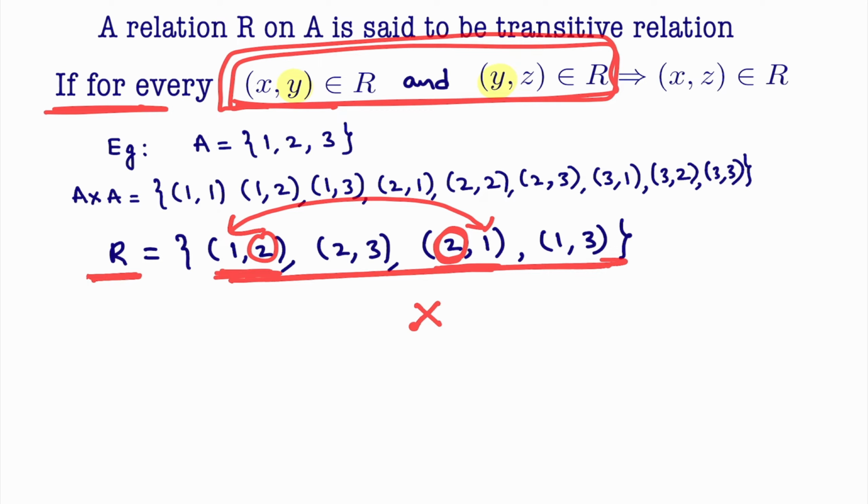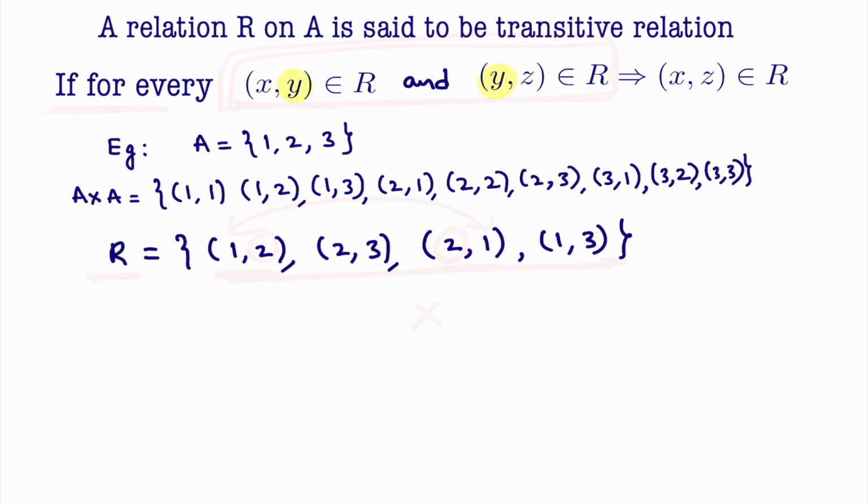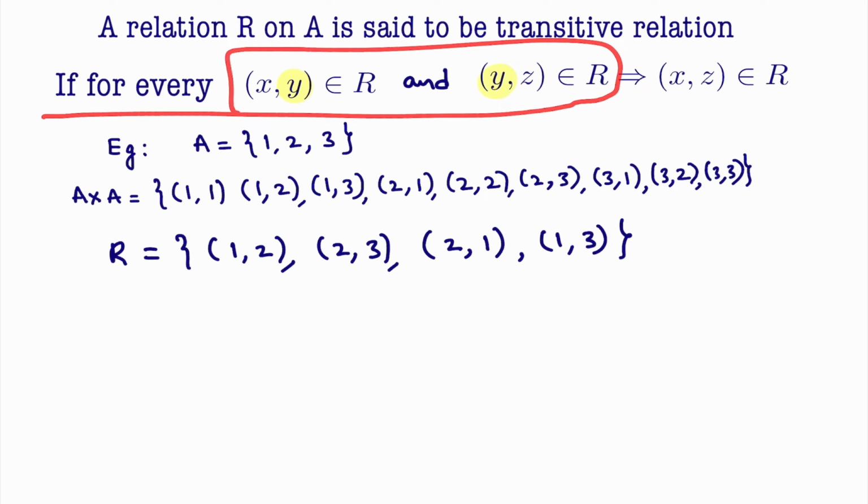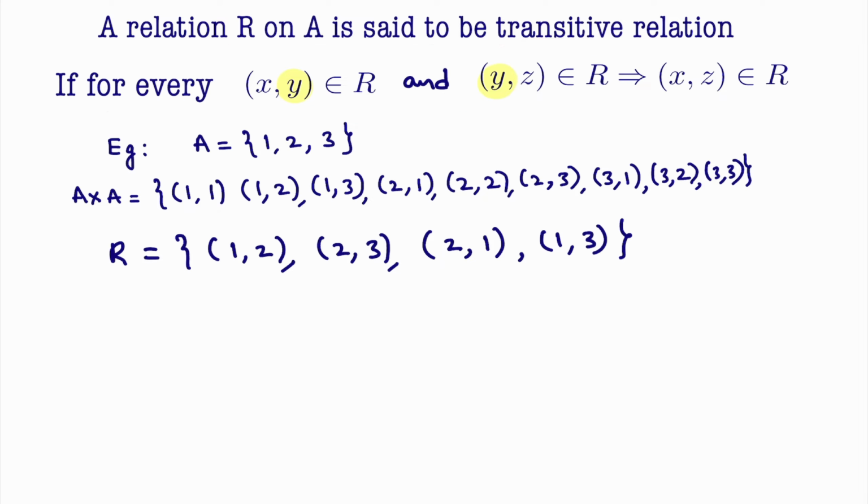So because of this example, you can say that this relation is not transitive. I hope you understand. When it is transitive, we have to do so much work. For every such ordered pair, you need to look whether (x, z) is there in the relation or not. When it is not transitive, actually things are easy.